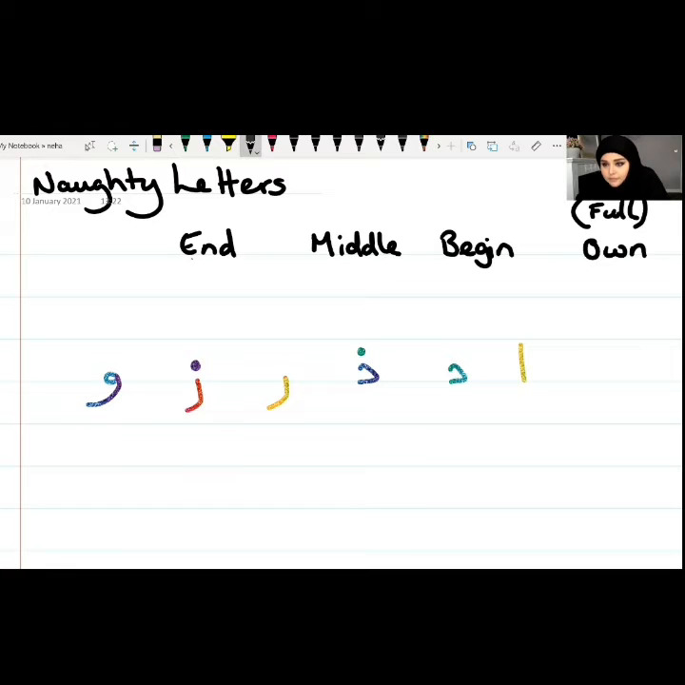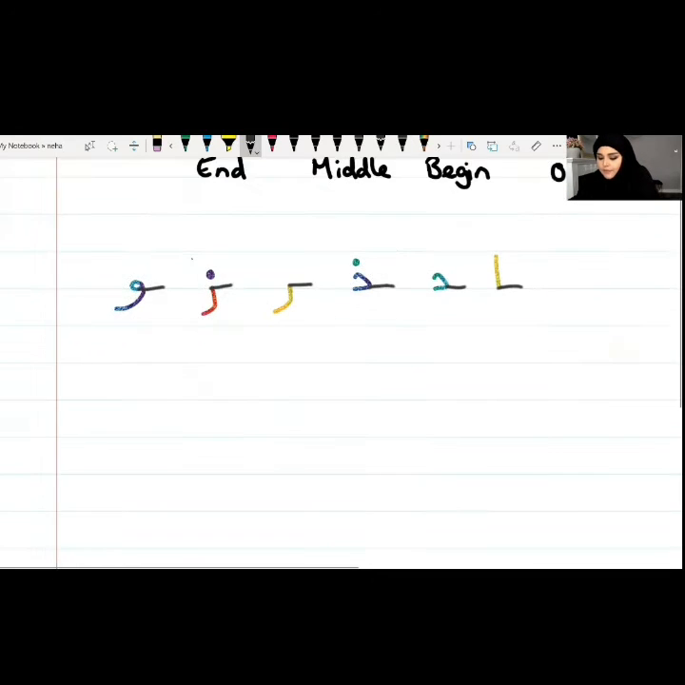When we say that the 6 naughty letters can be connected before, it means on the right-hand side, okay? So here, I'm going to put the connection on this side. Again, dal, we can connect on this side. So here's the connection. Here is the connection. Here is the connection. Here is connection, and here is connection. Connection means there's a letter before it.